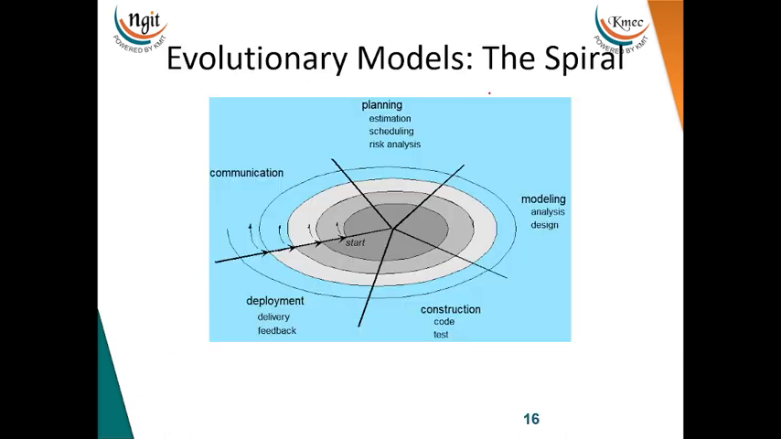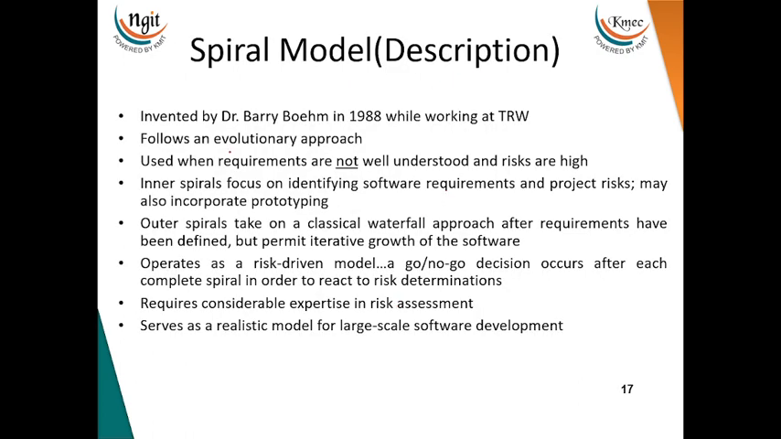Then comes the evolutionary spiral model. This is what we have: development, delivery, feedback. They are running parallelly. Just see this one: communication, planning, modeling, construction, delivery. These are running parallelly in a process. So each will go in a process. Correct? The spiral model was invented by Dr. Barry Boehm in 1988 while working on one of the organization's evolution projects.